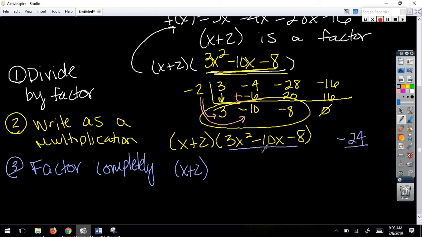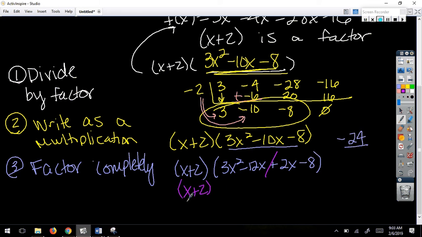6 and 4 won't work. Those won't multiply to -24, so it's 12 and 2, so it's -12 and +2. And then we do this. And now we just factor.